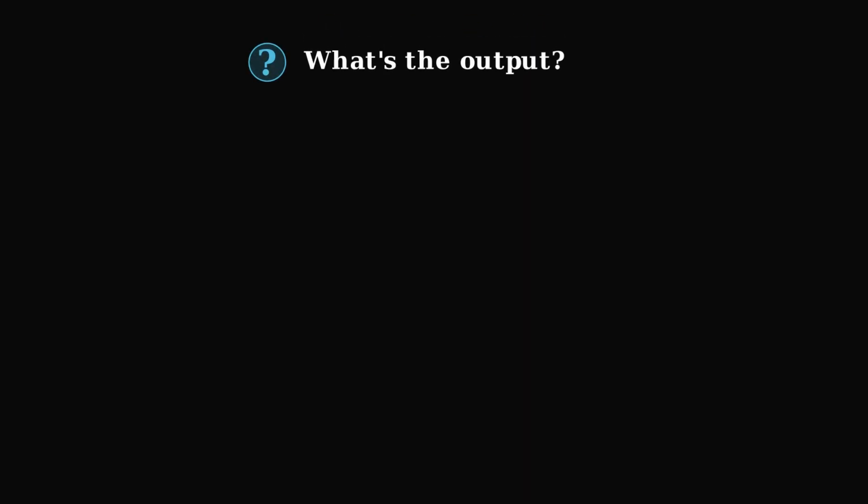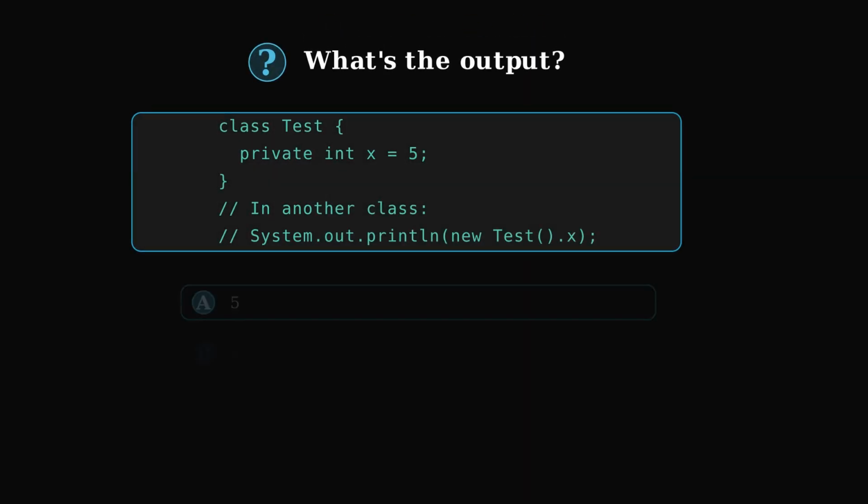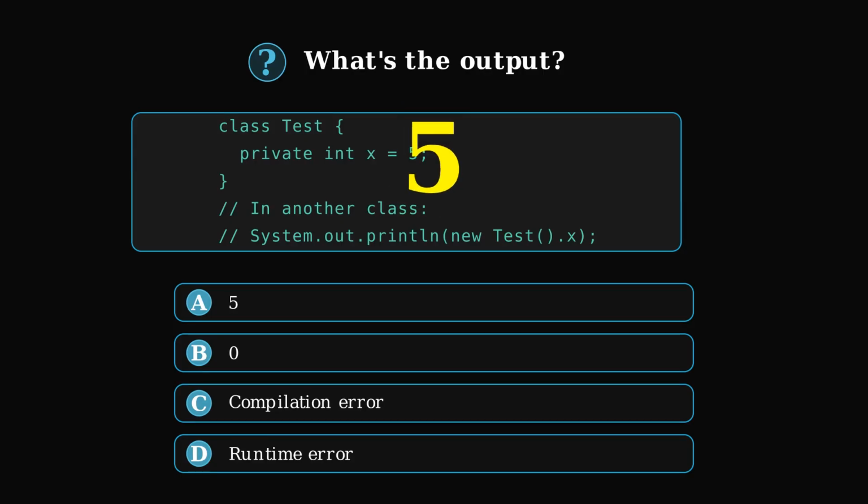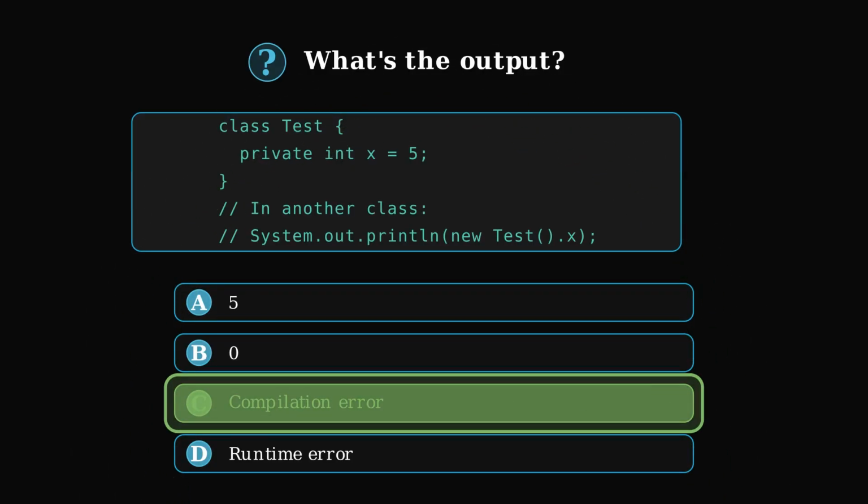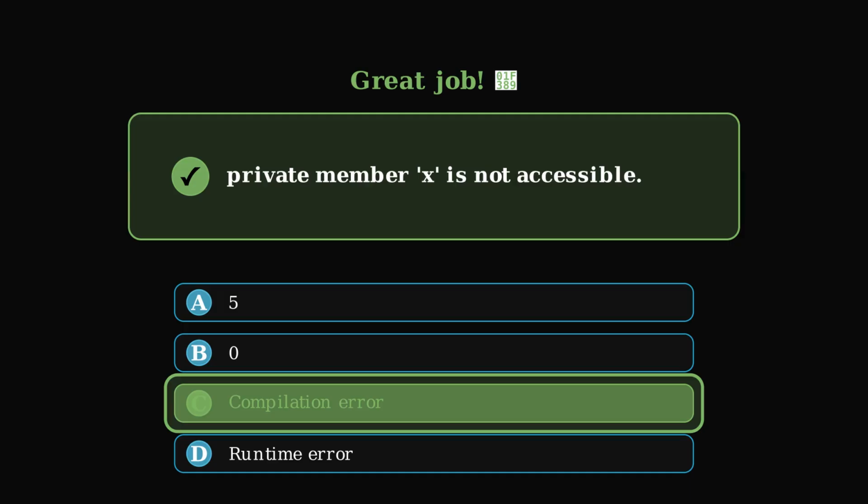What's the output? Which one is correct? The correct answer is private member X is not accessible.